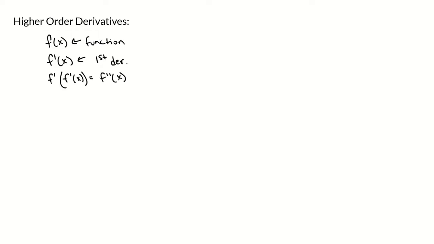A higher order derivative just means we're taking a derivative multiple times. So for example, if our original function is f of x, that's our function, then the first derivative is f prime of x. The second derivative would be the derivative of f prime of x, which would be f double prime of x.